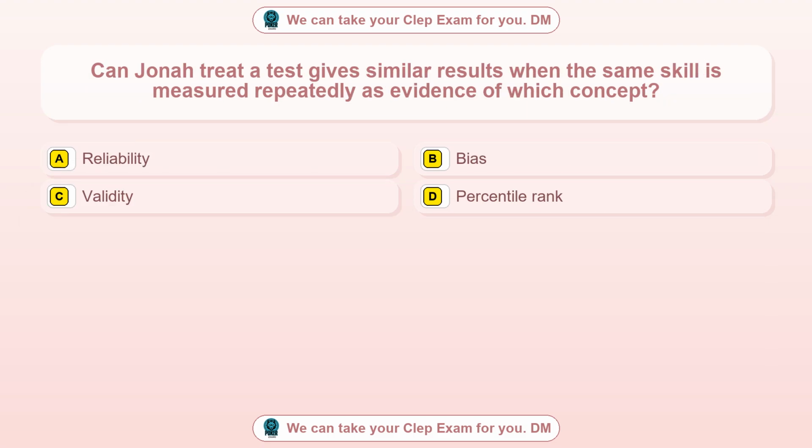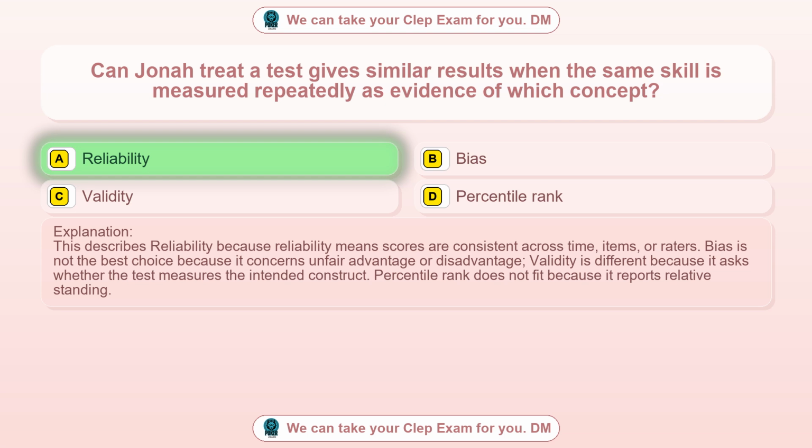Question 56. Can Jonah treat a test giving similar results when the same skill is measured repeatedly as evidence of which concept? Option A, reliability. Option B, bias. Option C, validity. Option D, percentile rank. The correct answer is option A, reliability.